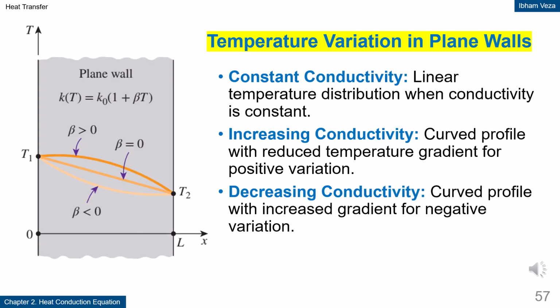Temperature variation in plane walls. If thermal conductivity is assumed constant, the temperature distribution in a wall is linear. If conductivity increases with temperature, the temperature profile becomes curved with a decreasing gradient. If conductivity decreases with temperature, the profile is also curved, but with an increasing gradient. These material property variations affect the shape of the heat conduction solution. Therefore, the assumption of constant conductivity must be used carefully.